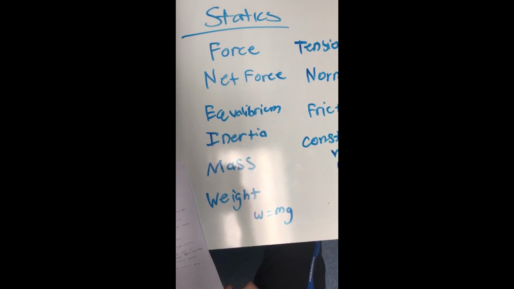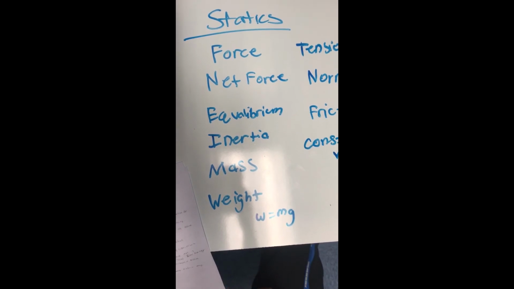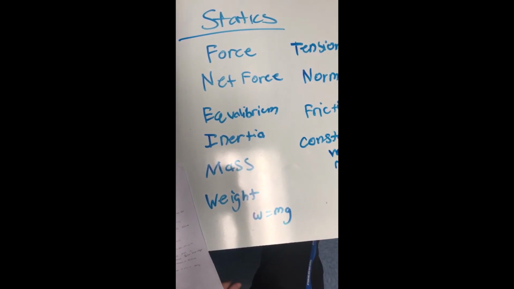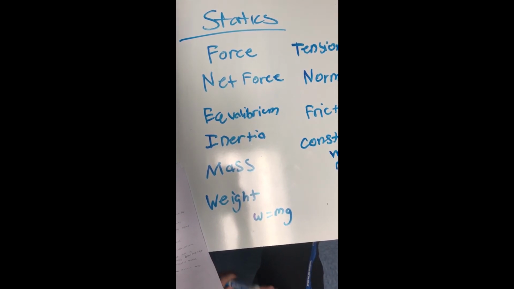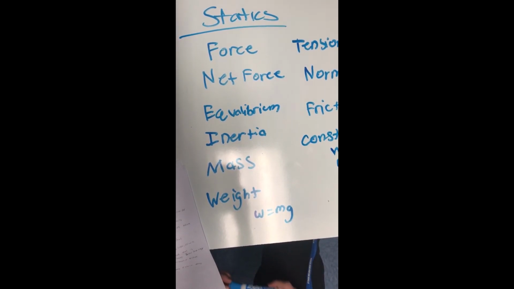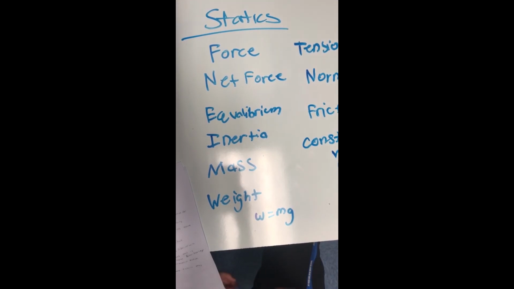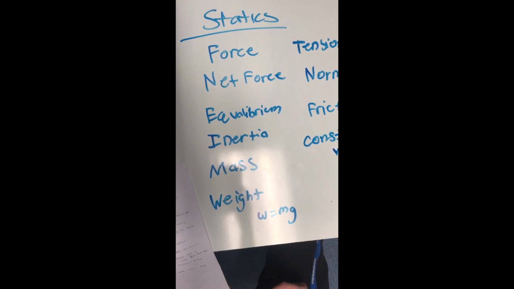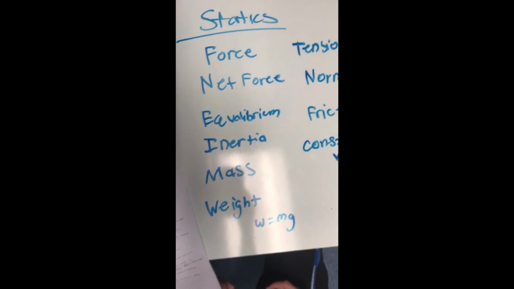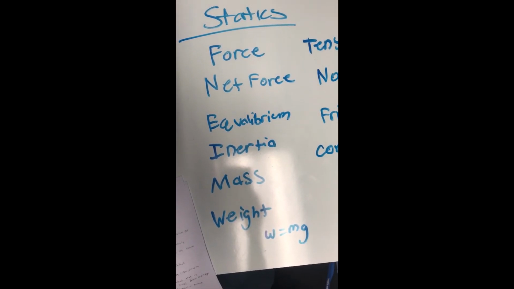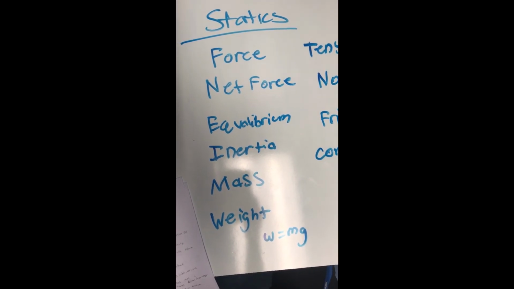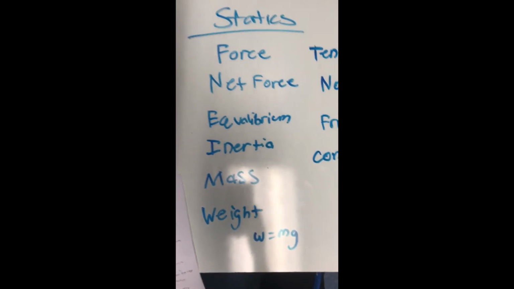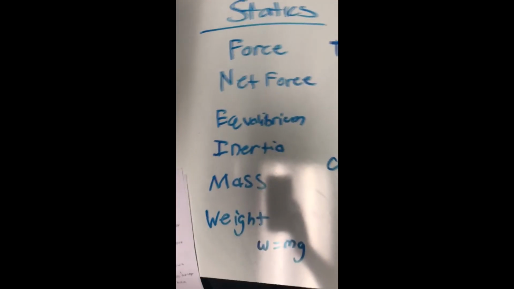Force is an external influence that causes a change in motion of an object, and it's measured in newtons. Net force is the sum of all forces on an object. Equilibrium is the condition of a system when neither its state of motion nor its internal energy state tends to change with time. Inertia is the resistance of any physical object to change its velocity. Mass is the quantity of matter in an object regardless of its volume or any force acting upon it. It's measured in kilograms, grams, pounds, ounces, and more.